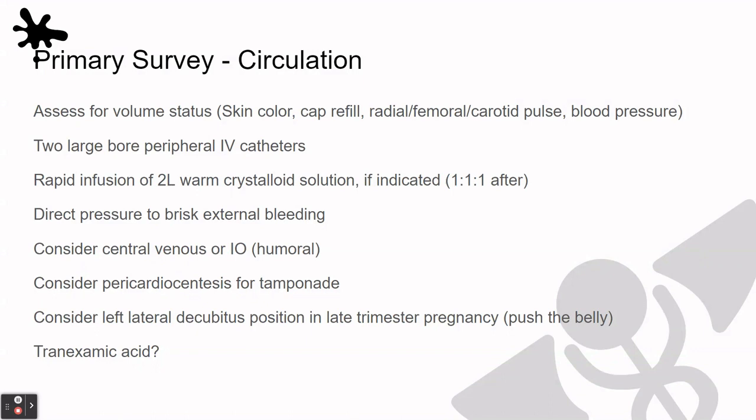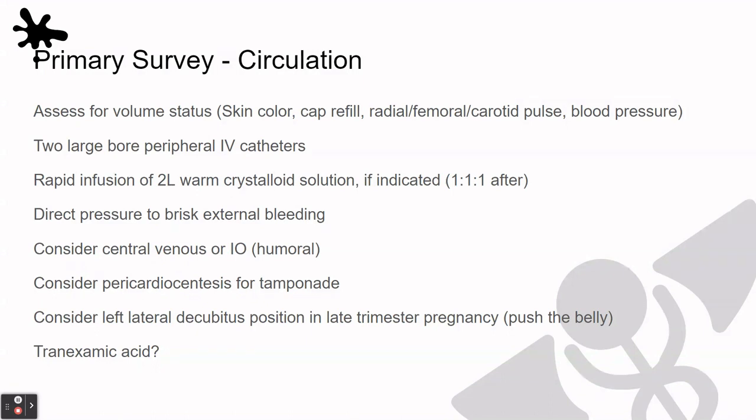I know there is some literature movement now that instead of doing 2 liters, it should only be 1 liter. So, check with your shock protocol on that. Direct pressure to stop external bleeding. Stick a finger in it. If you need to, consider central venous or IO, intraosseous.